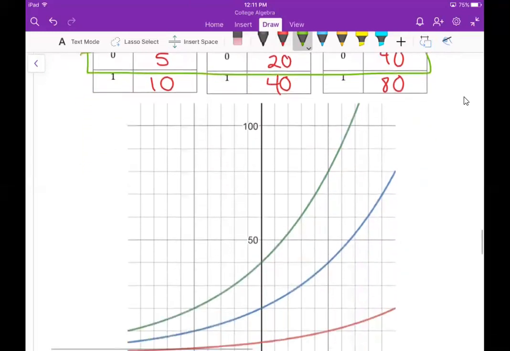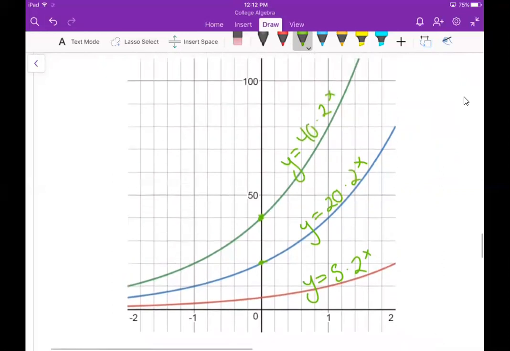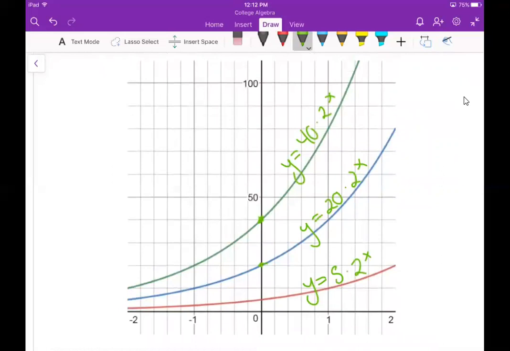So the first had an initial value of 5, so that must be this graph down here, y equals 5 times 2^x. This one is the one in the middle with a y-intercept of 20, y equals 20 times 2^x. And this one is the one with the highest y-intercept at y equals 40 times 2^x. So very similar to lines, if I change the initial value, it's easy to differentiate between which graph is which.